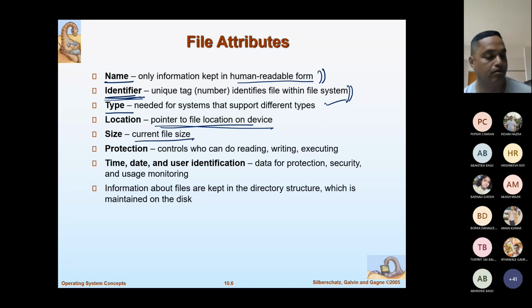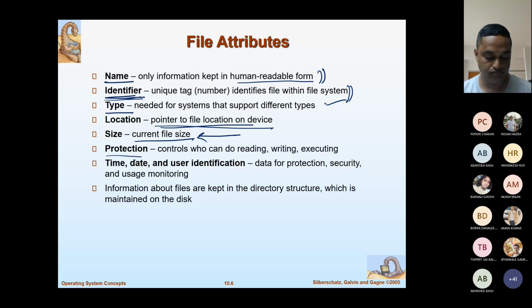Size. Of course, it is not fixed. When you create a file, it will have a size. Next, if you update it with some new data, or if you delete some data from the file, the size will either increase or be reduced. So the size is dynamic depending on the data you are keeping.